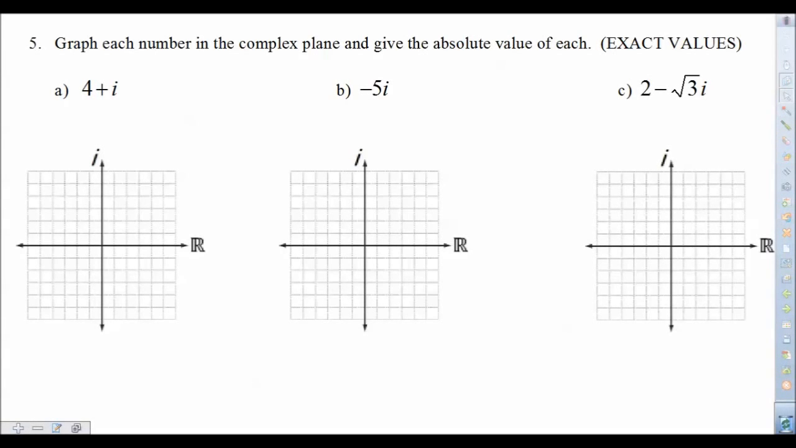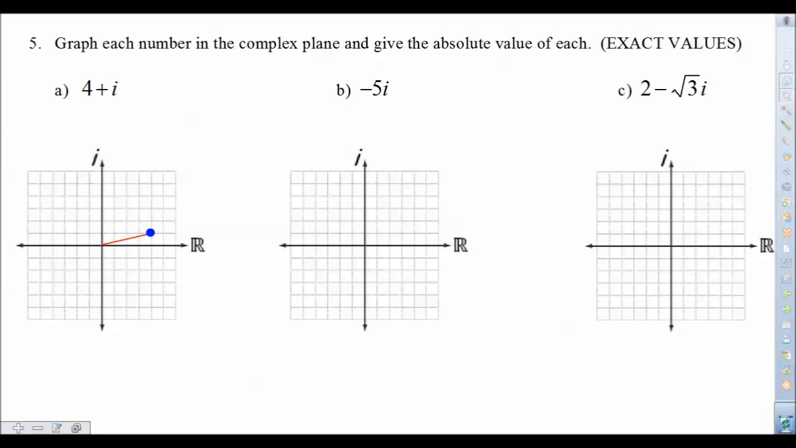All right, picking up where we left off here, looking at problem number five. We wanted to graph each number on the complex plane and give the absolute value for each. So to graph these ones, we treat these just like it was an xy coordinate plane, except now we're treating the horizontal axis like it's a real axis and the vertical axis is i. So 4 plus i gets plotted going 4 to the right and 1 up.